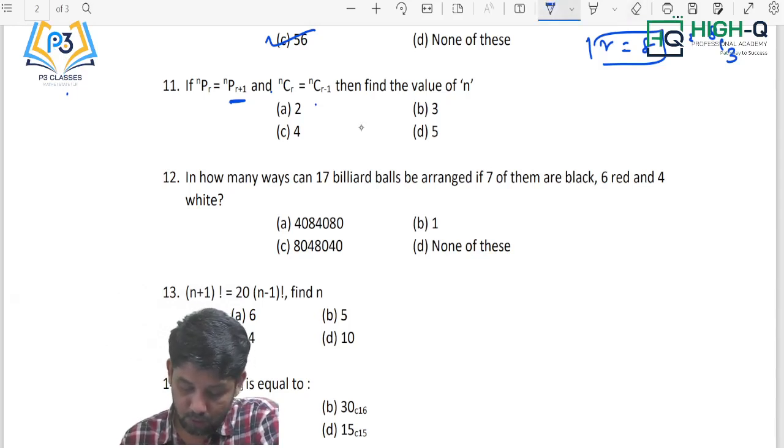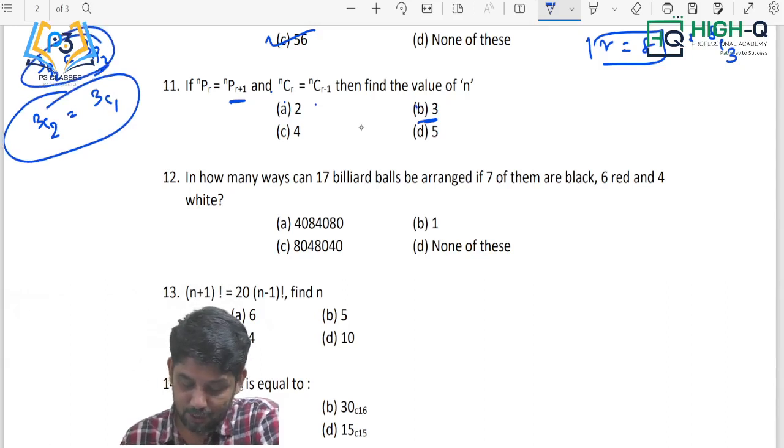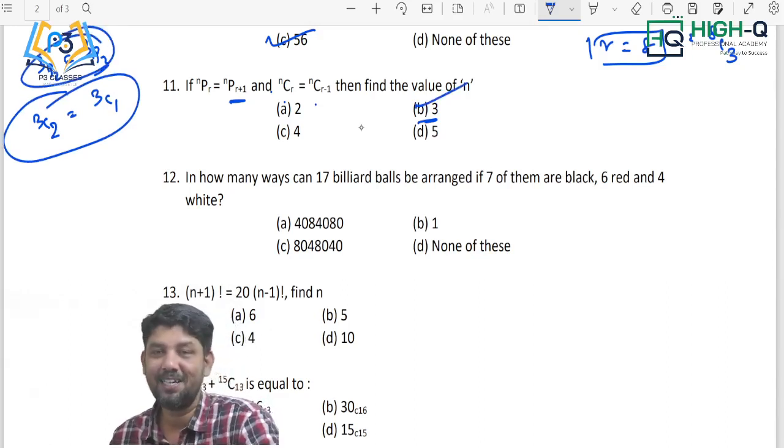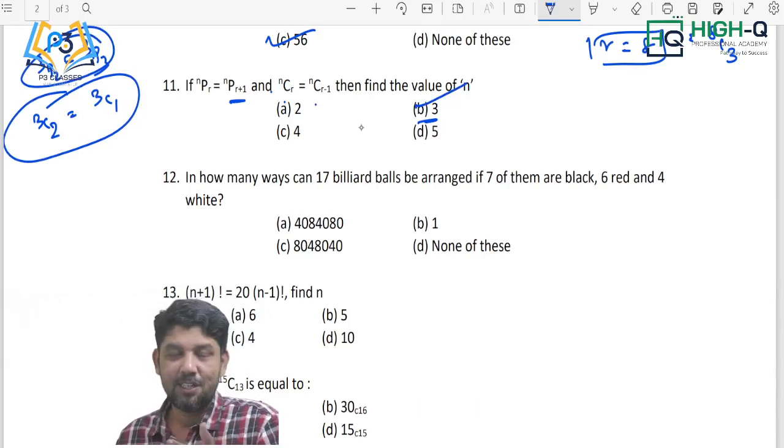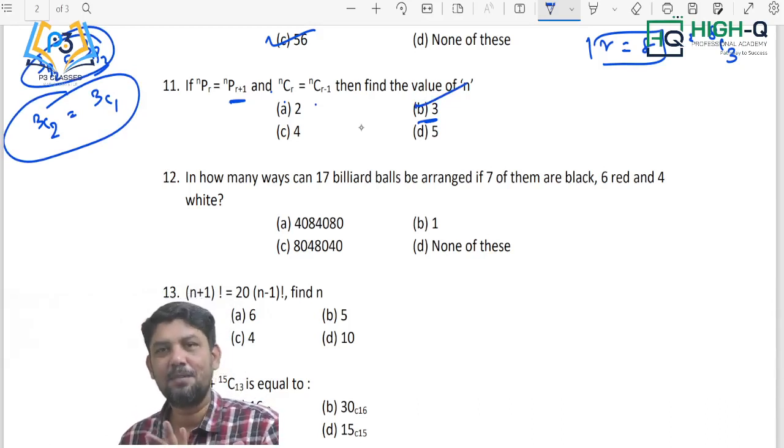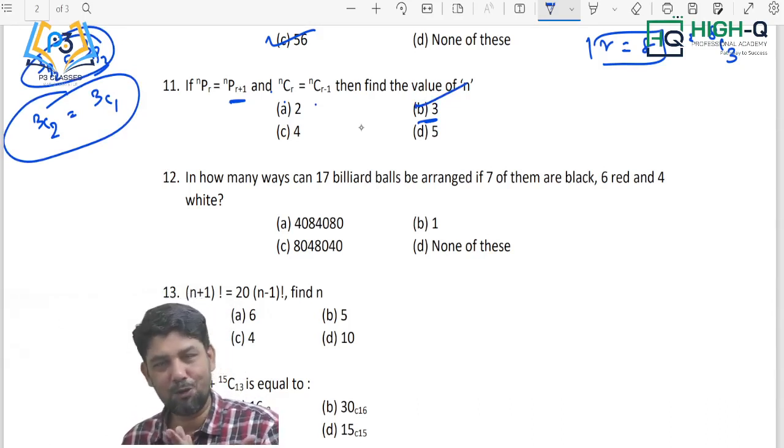Of course, what is it? 3P2 is equal to 3P3. Even if I check n equal to 3, what happens? 3P2 is equal to 3P3. Fine. Next one, 3C2 is equal to 3C1. Yes, now they are equal. So when n equal to 3, we directly get r equal to 2. Sir, how did you get 2, sir? Assumption. Of course it is assumption.